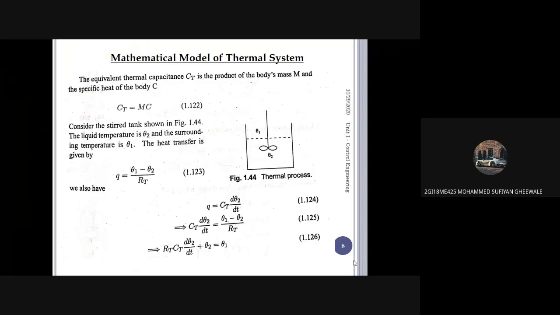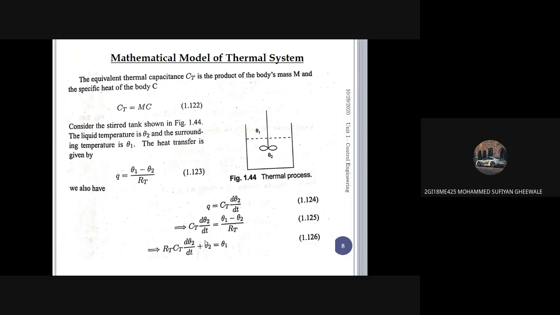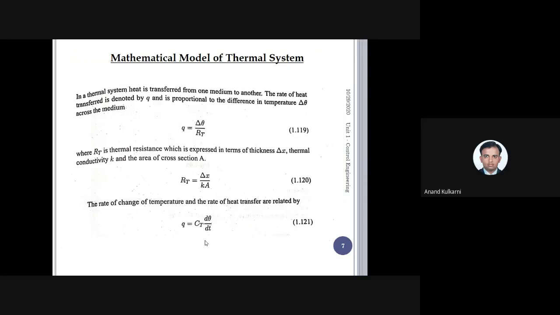So, are we going to substitute the value of Rt and Ct? No. It is only this much that you are going to keep. And what about the equation? Those are below, sir, on the next page. On slide number 7.